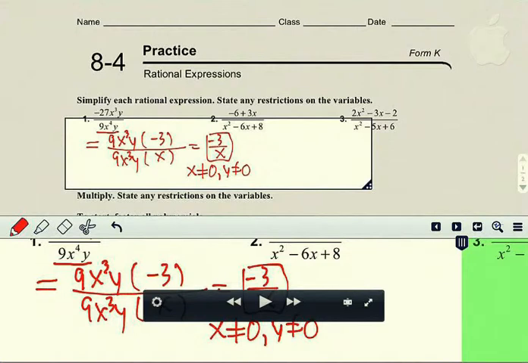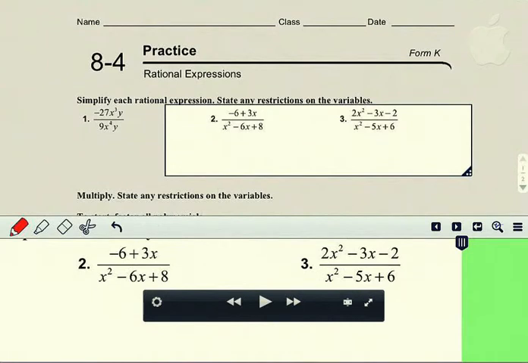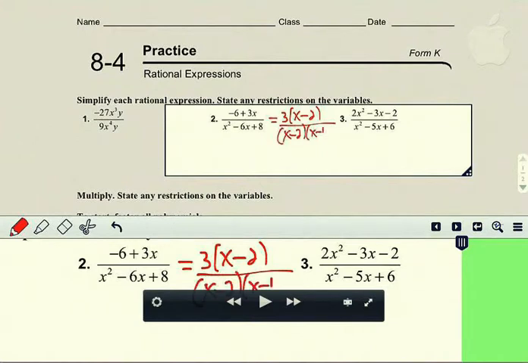Now since we need room for number 2, I'm going to do a little erasing here. Number 2. Well, to cancel the greatest common factors, we need to factor. So take out a 3 out of the top. And in the bottom, you get x minus 2 times x minus 4. So the x minus 2's are going to cancel, and you get 3 over x minus 4.